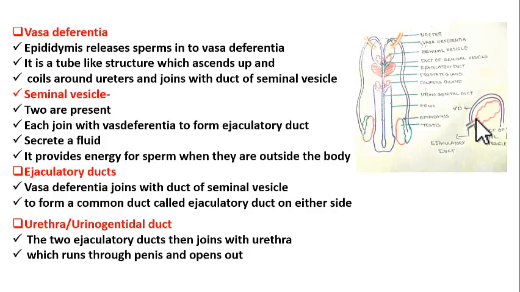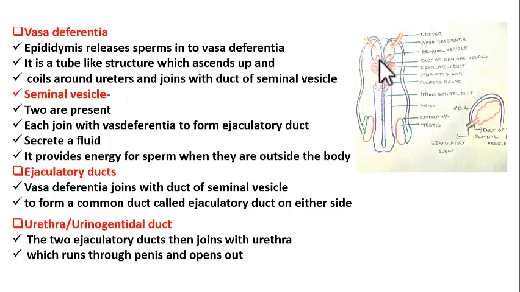This is the seminal vesicle, this is the duct of seminal vesicle, and the Vas deferens joins with the duct of seminal vesicle. Both the ducts form another common duct called ejaculatory duct. So sperms from epididymis enter into Vas deferens and then reach the duct of seminal vesicle. Understood?